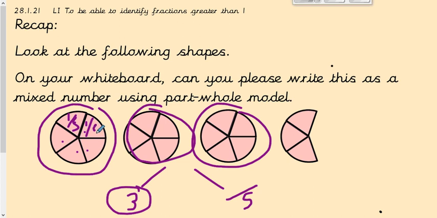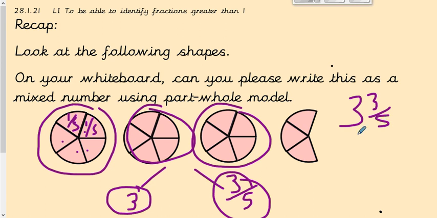Now over here we have 3 parts or 3 segments, so therefore what is left? How many fifths are left? It would be 3. So we have 3 wholes and 3 fifths. So as a mixed number fraction, it would be 3 and 3/5. If you did an improper fraction, then it would be 3 times 5, which is 15, 16, 17, 18. So 18 fifths. Hopefully you managed to get those.